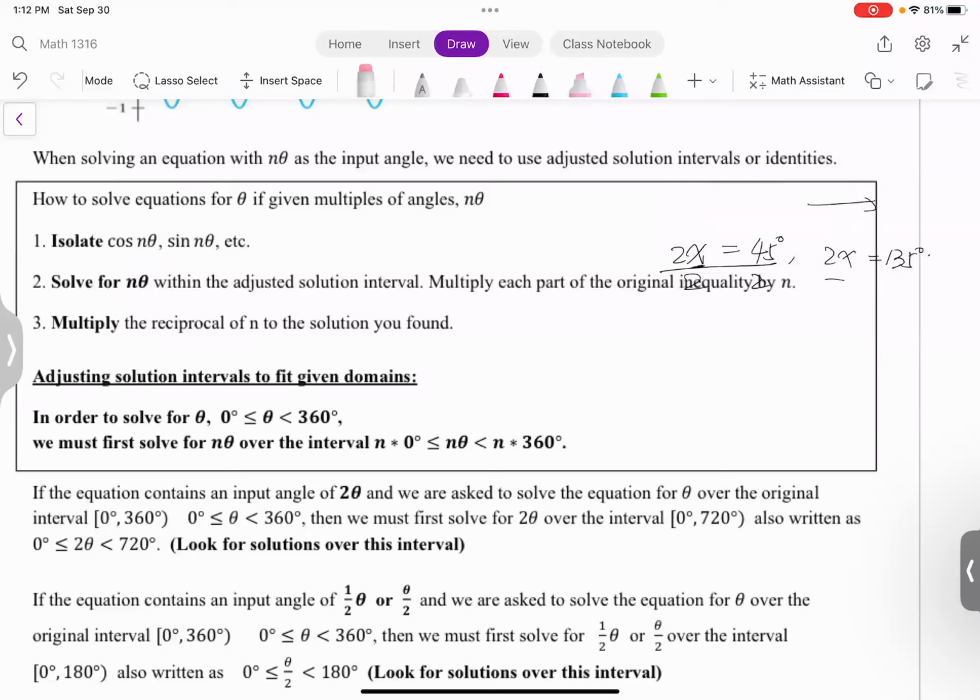Okay, let's move on to the adjusted interval. Number 2, there is an adjusted solution interval. For example, I have the question sine 2x equals 1 half. Let me check the previous notes. No mistake. So now I have sine 2x equals 1 half.